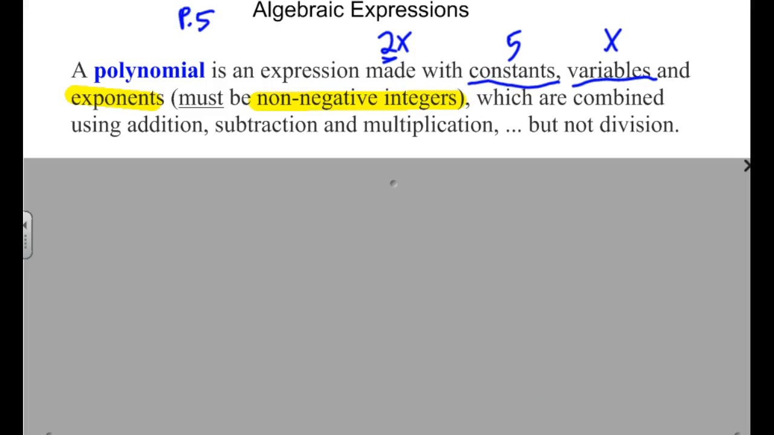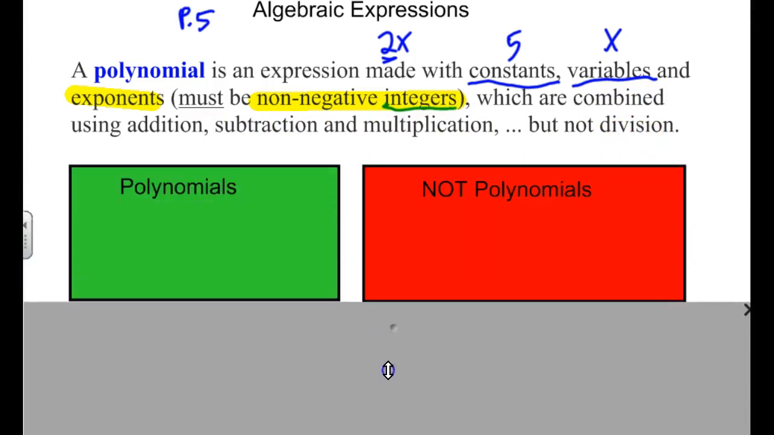So hopefully you know what some of those words mean. Integers like -3, -2, -1, 0, 1, 2, 3, 4. They don't have decimals, they can be positive or negative. When it says non-negative, that means 0, 1, 2, 3, 4, 5. So you can have an exponent of 0, that's okay, but you can't have exponents that are negative, which are combined using addition, subtraction, multiplication, but not division. So if you're dividing, that's not good.